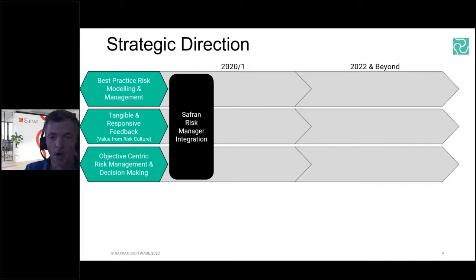So I mentioned a moment ago that we have a new risk manager product coming out shortly. So unsurprisingly, one of the first things we want to do with Safran Risk is to provide immediate integration with that product. So that will be coming out early next year, a bi-directional link to Safran Risk Manager.